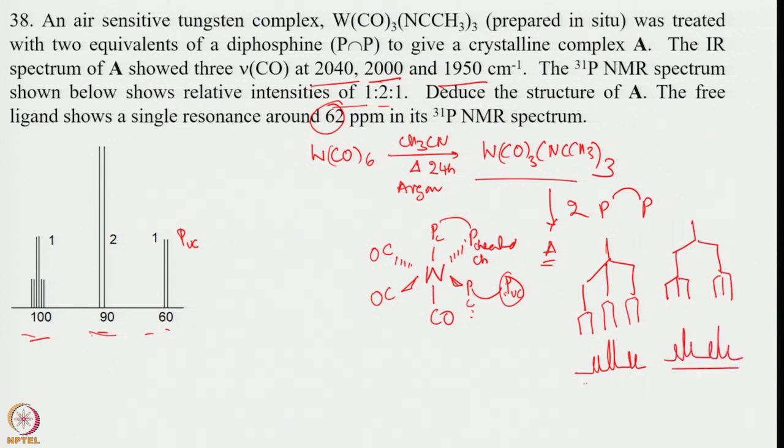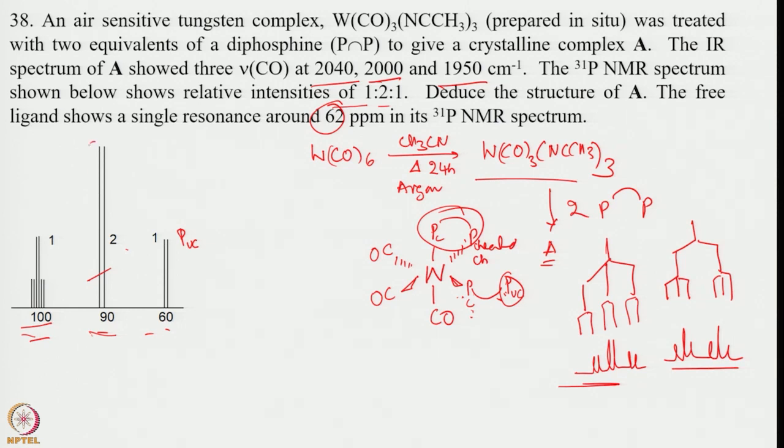Now we have to compare which pattern is given. This pattern corresponds to this one, so this is correct. First it couples with these coordinated, chelated ones, and then these two chelated ones are chemically and magnetically equivalent, so they couple only with this one. It shows a doublet here, with an intensity of two. So this is one, this is one, this is one. So now it is done.